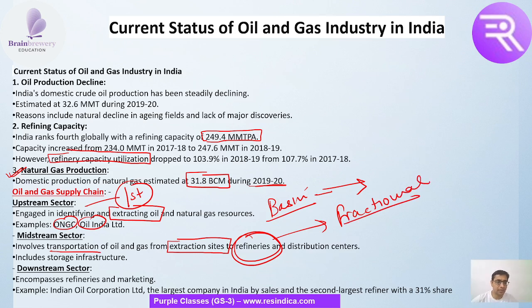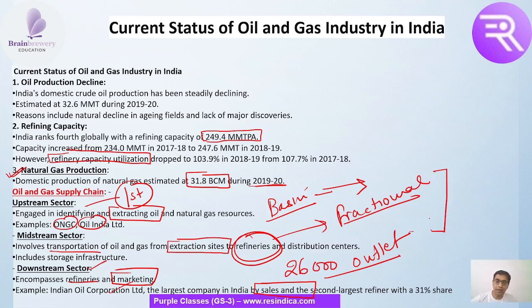Then the downstream sector is where from the refinery it goes to the main place from where it is sent to the customer. Indian Oil Corporation is the largest company selling, with around 26,000 petrol pump outlets. We are just telling you one way how the upstream, midstream and downstream sectors work.